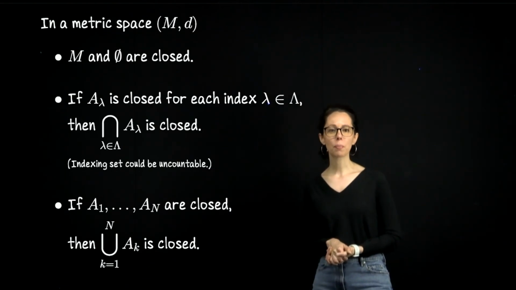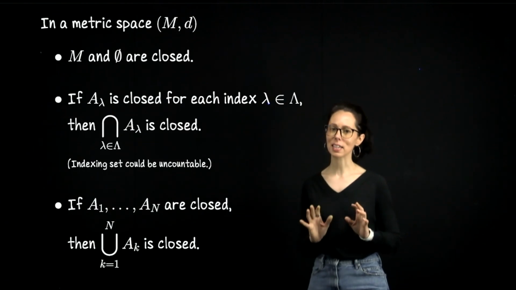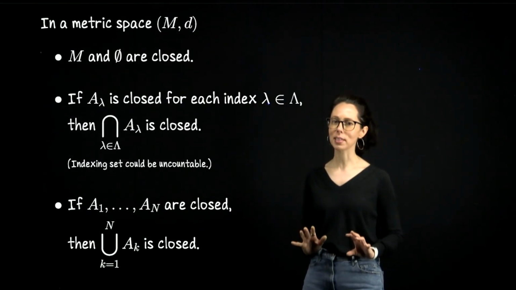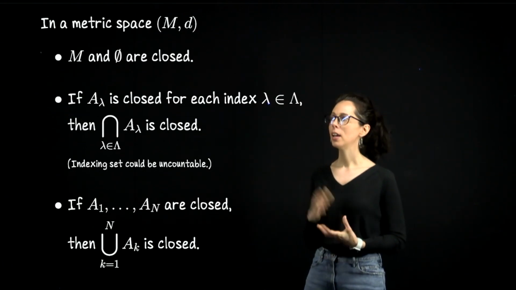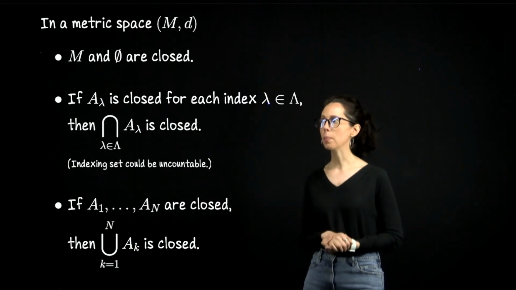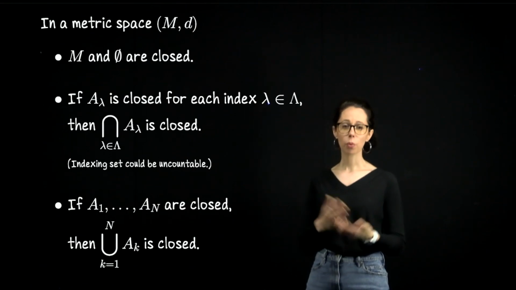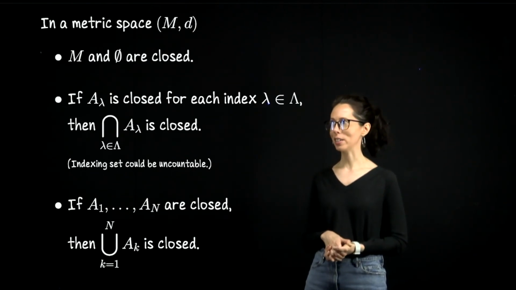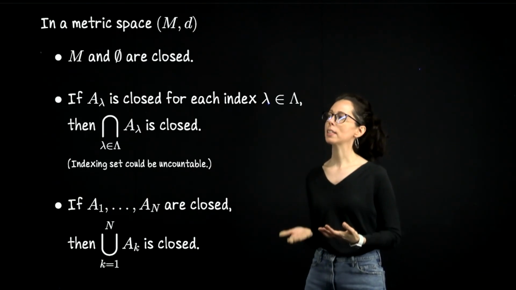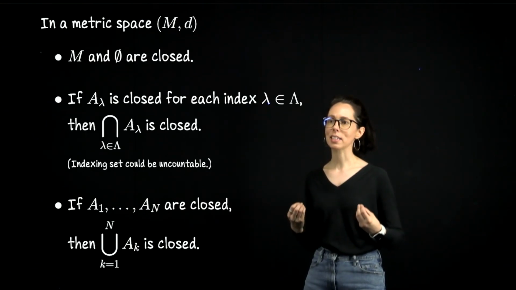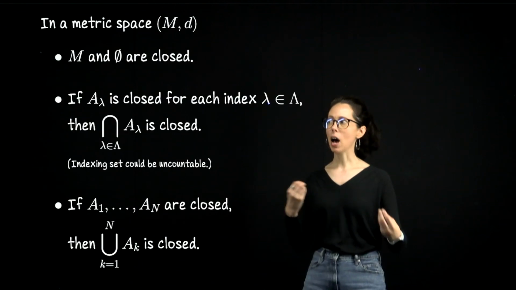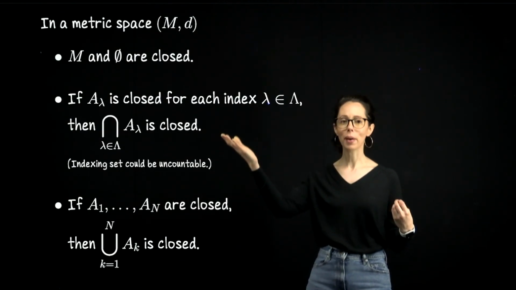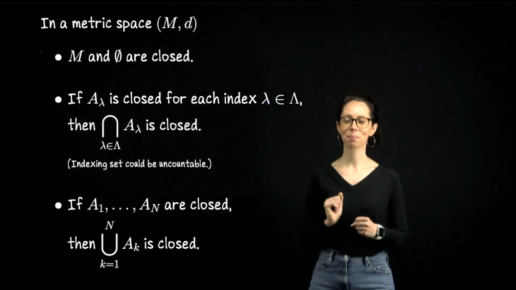This statement should look familiar because we had almost the exact same statement for open sets, but with some kind of switching between the second and third bullet points. So the first one is that the entire metric space and the empty set are always closed. We've actually already established that, so we're not going to need to prove that one. And of course, that truth comes from the fact that they are each other's complements and they are open. So since the complement of each of those is open, the original set is closed.